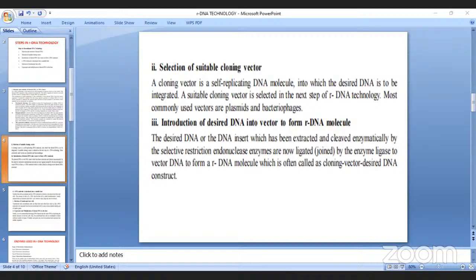With the help of the markers, as I already told you, after transformation, this is a cell, this is a cell with rDNA. After multiplication, a group of cells is formed through first division, second division, and further divisions.